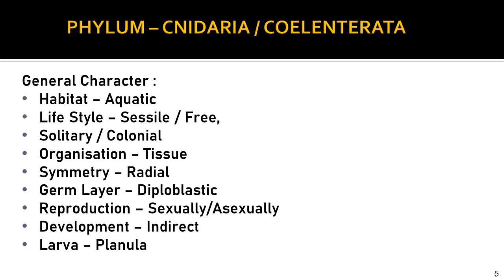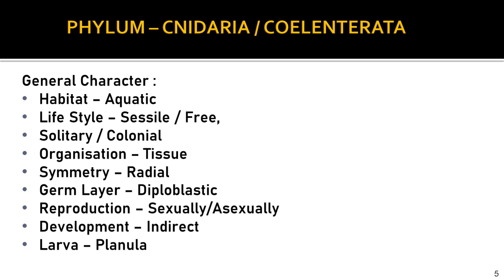Asexual reproduction: from the body parts, without the involvement of gametes, new organisms will be produced. That is known as asexual reproduction. Understand? Okay. Next one is development.